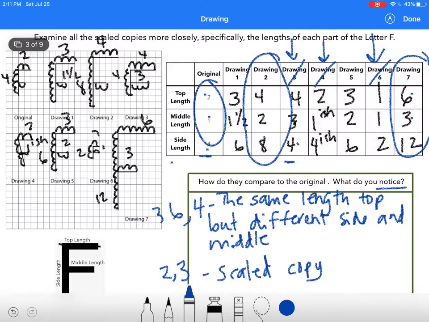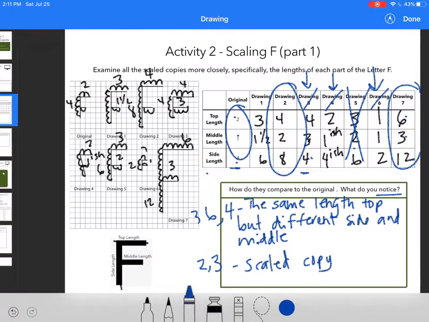Now my question is these other ones. So the middle length, if I look at drawing 5, for example, 1 times 2 is 2, but 2 times 2 is not 3. So 5 is out because they didn't grow at the same rate. They didn't grow by the same multiple.